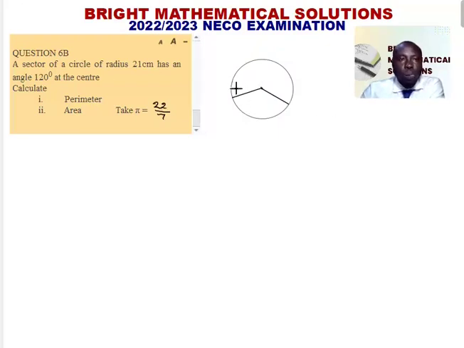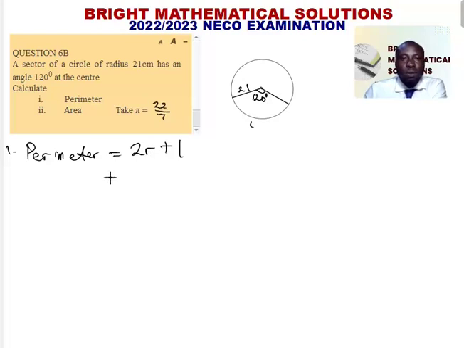Now, this is 21. They said our radius is 21, and the angle here is 120 degrees. Now, for us to get the perimeter, the perimeter will give us 2r, that is the 2 radius, plus the length, which is this arc.